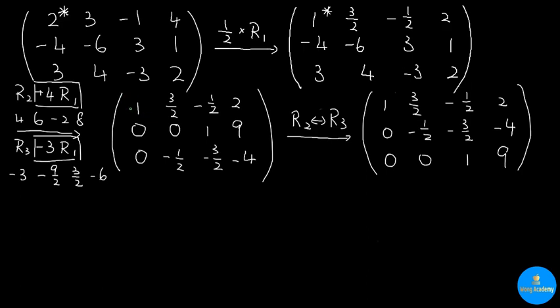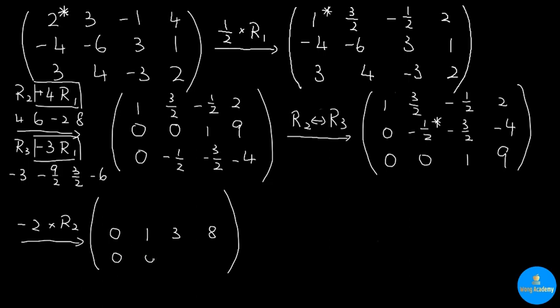After switching these two rows, we are going to pivot at this non-zero entry by multiplying the reciprocal to this row, which means -2 times R2. So the second row becomes 0, +1, +3, and +8. The other two rows are not changed, so we are going to copy them.